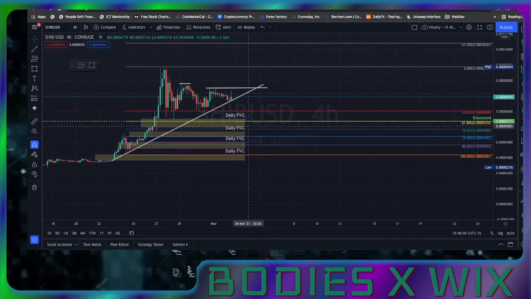What is going to be support is going to be this bullish order block right here, which is actually where I think price would probably go. It would be this 0.000488 at this 70.5% level. This is where I think more than likely it's going to get close to, because you have, on a 4-hour basis, again another bullish order block that is below the discount line.